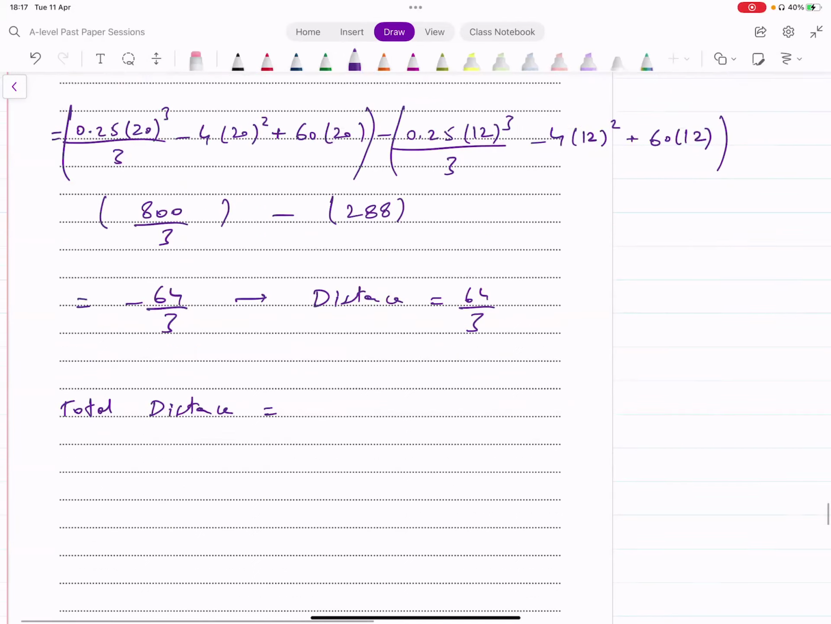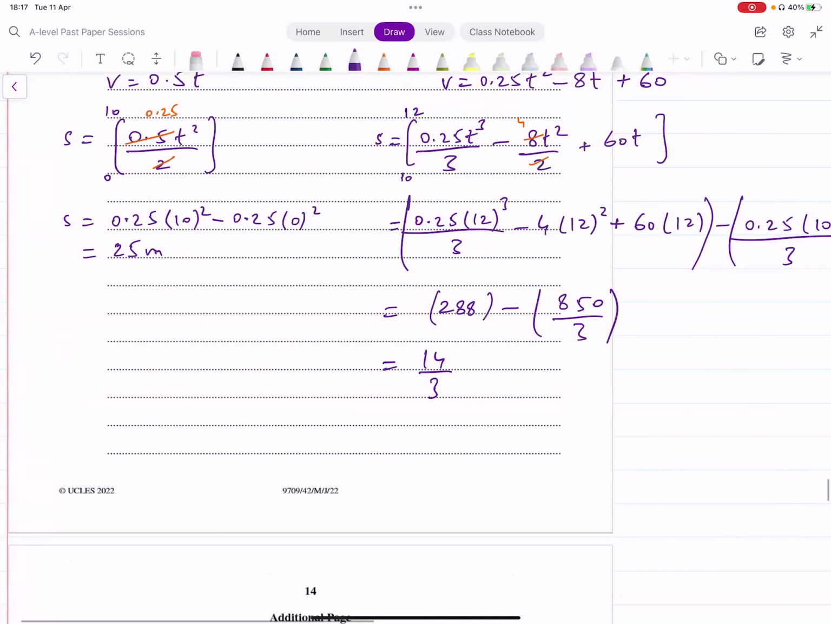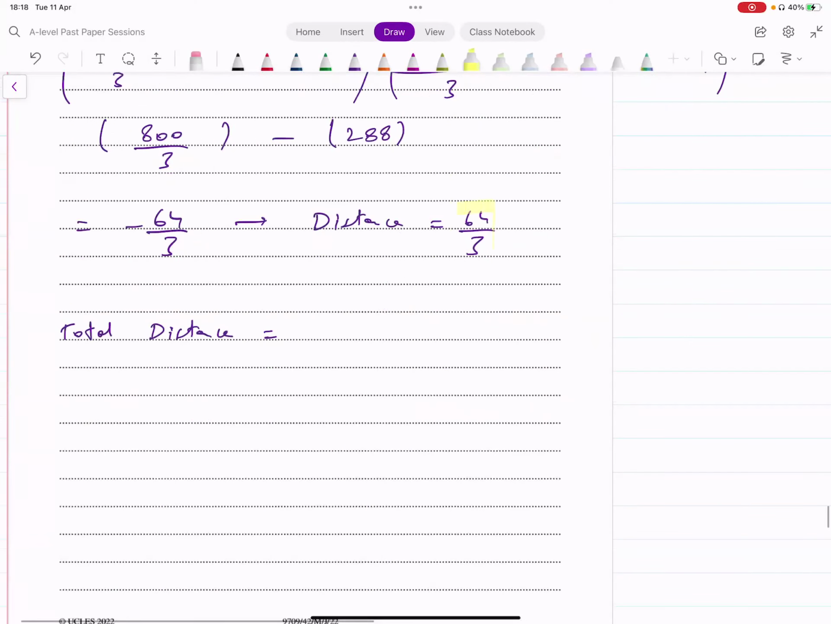टोटल डिस्टेंस ट्रैवल्ड हमारे पास क्या जाता है, 25 from here, then we have 14/3 from here, and then we have 64/3 from here. We add all of these values and see what we get from that. 25 plus 14/3 plus 64/3, and see what that gives us. 25 plus 78 divided by 3, that gives us 51, and that is the total distance traveled that we were looking for.